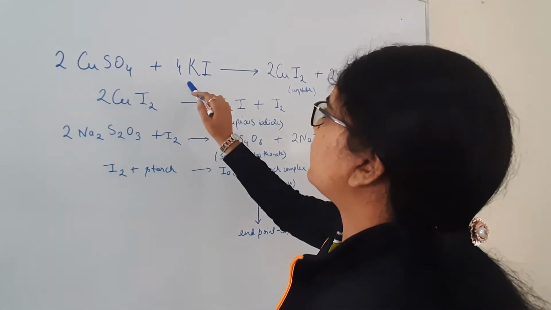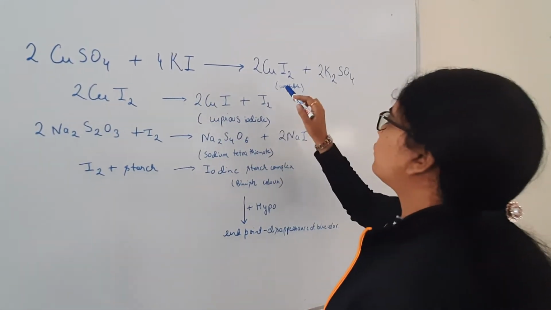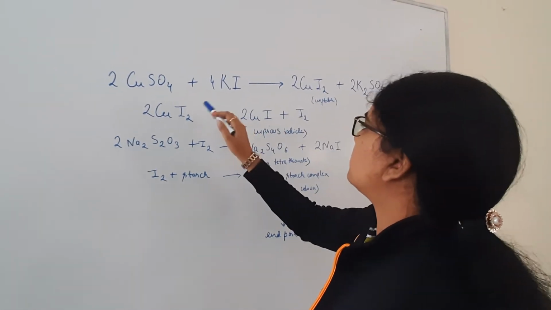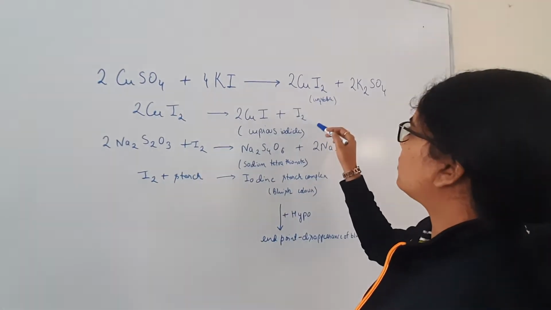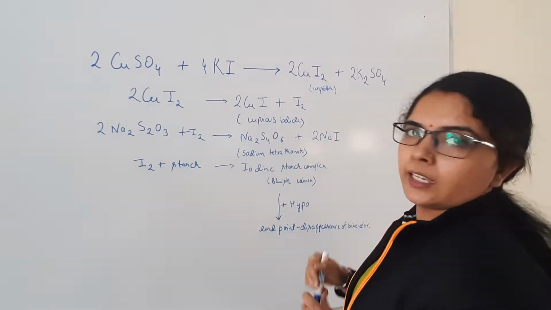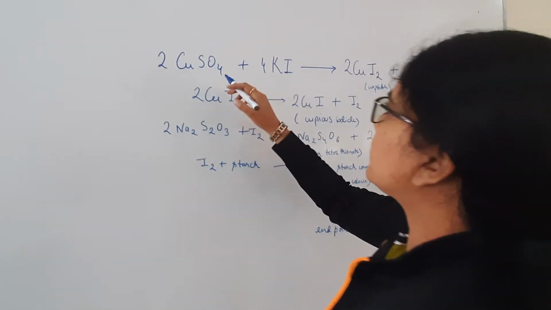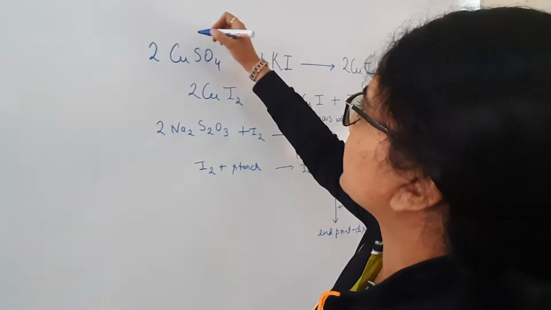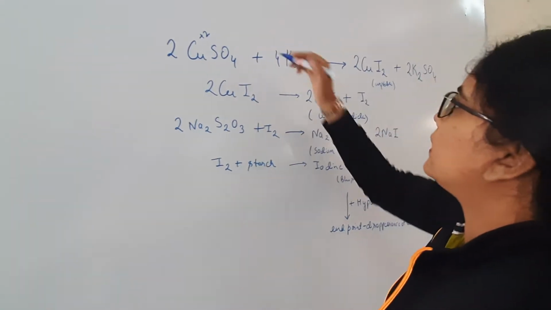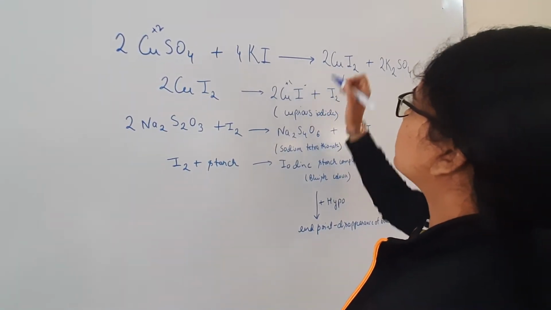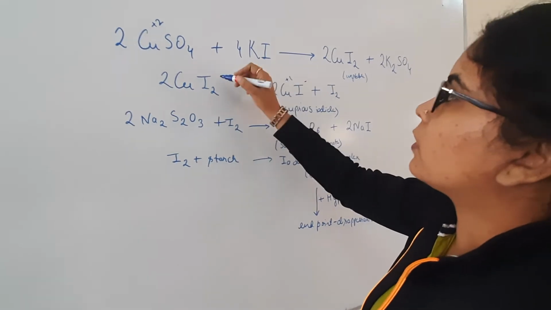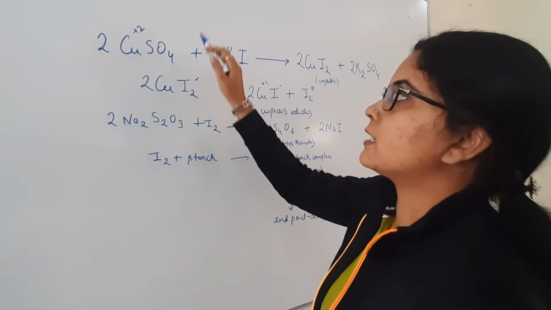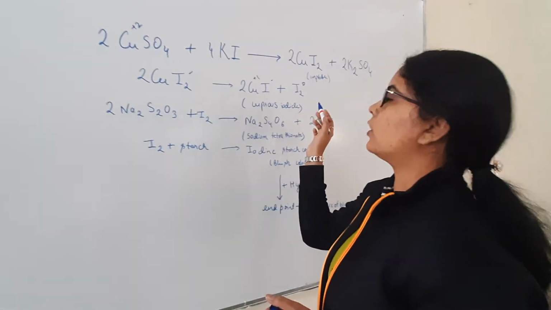How? Copper sulfate, when it reacts with potassium iodide, forms an unstable compound, copper iodide, and since it is unstable, it further releases the iodine in the form of I2 and forms cuprous iodide. It is oxidizing iodine and reducing itself. If you see the oxidation states, copper is +2 and here it is going to +1, and iodine from -1 is going to 0 state. That means copper sulfate acts as an oxidizing agent and it is oxidizing the iodine.